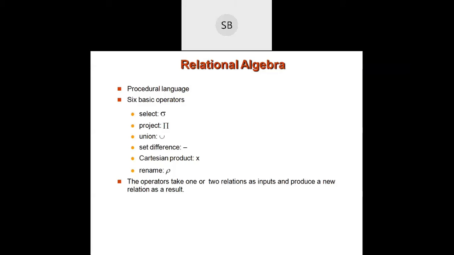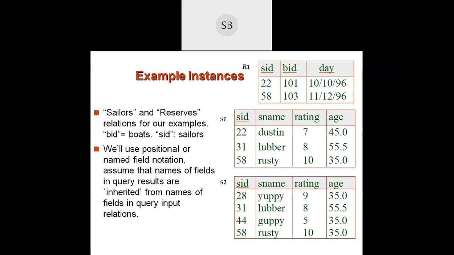The operators take one or two relations as input and produce a new relation as the result. So this is the example schema for the queries: the S1 table, the S2 table and the R1 table.